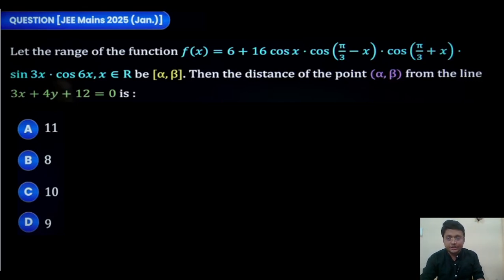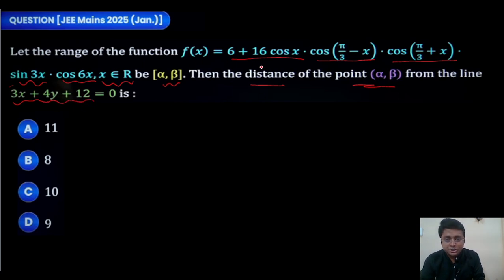You can see on your screen. Your question is: let the range of the function f(x) = 6 + 16 cos x cos(π/3 − x) cos(π/3 + x) sin 3x cos 6x, where x belongs to R, be [α, β]. Then we have to find the distance of the point (α, β) from this line, right?